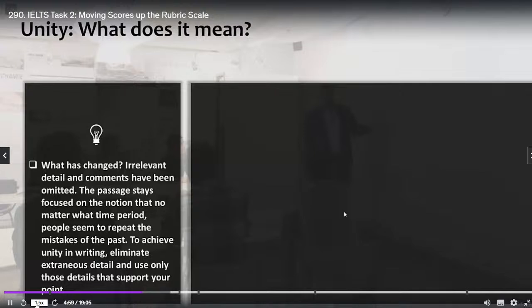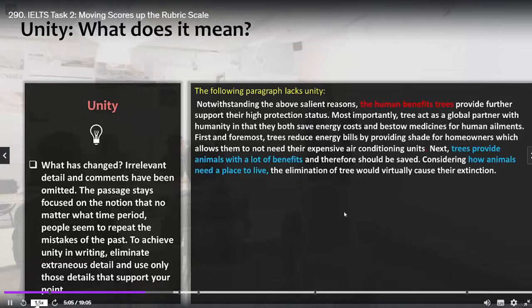So what I want you to do is look at these 2 paragraphs. Right? The following paragraph lacks unity. If you look at the topic sentence, it tells us that this paragraph is about human benefits. That's the controlling idea. This is what I see people do in a lot of their essays. The topic sentence is about human benefits. That means everything in that paragraph must be about human benefits.